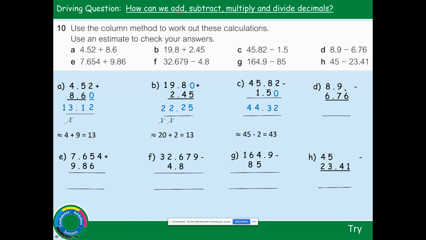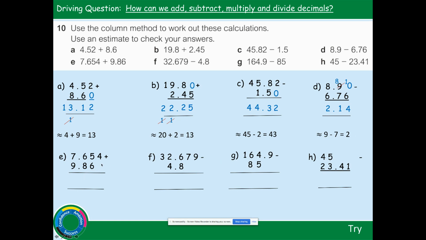I'm going to put a 0 in here, so I've got the same number of decimal places. 0, take away 6. I can't do that. I need to come and use one of these from the 9, take 1 away is 8, and put the 1 here. Now I've got 10, subtract 6, which is 4. 8 subtract 7 is 1. Make sure my decimal's lined up. 8 subtract 6 is 2. 2.14. That's approximately 9 take away 7, which is 2.